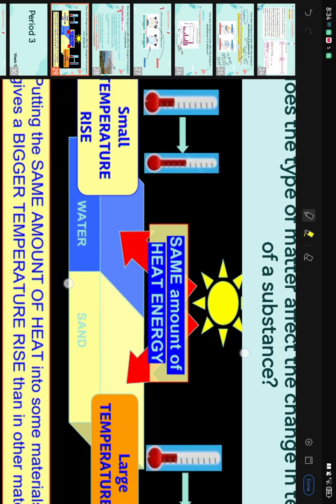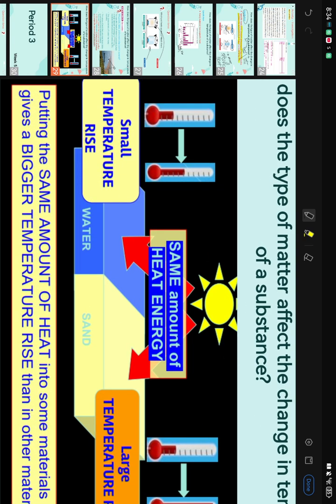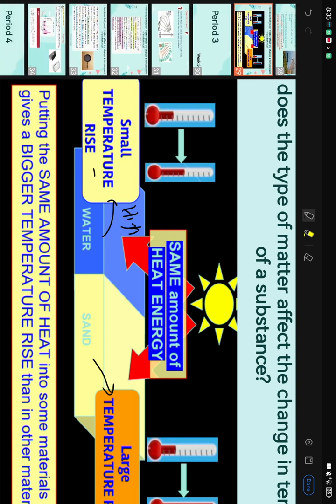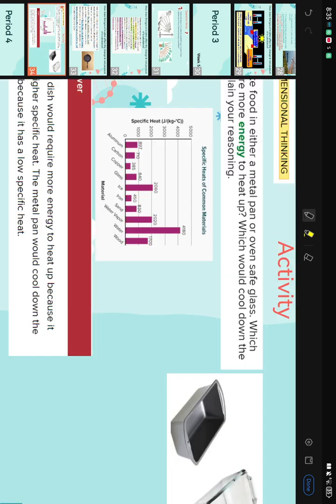Also, we have another example here for specific heat. So we have water and sand. Here we have a small temperature rise for water, and here we have a high temperature rise. That means water has high specific heat. Okay, so the relationship between temperature rise and specific heat is inversely proportional.